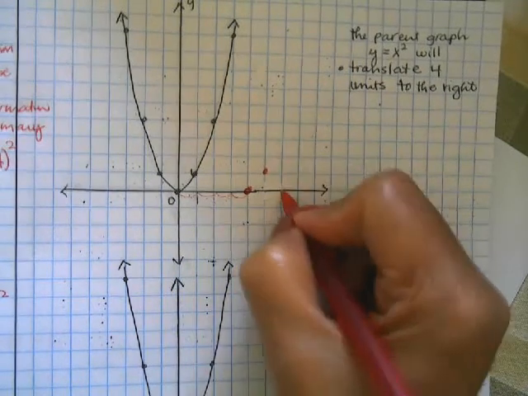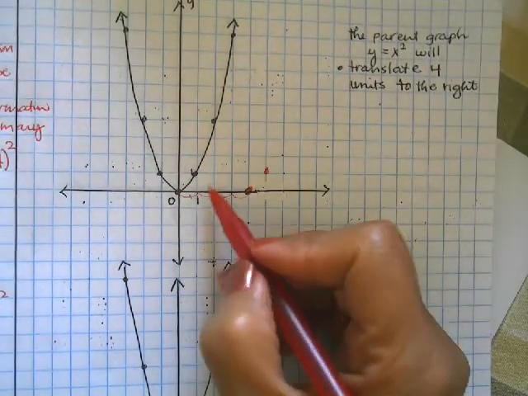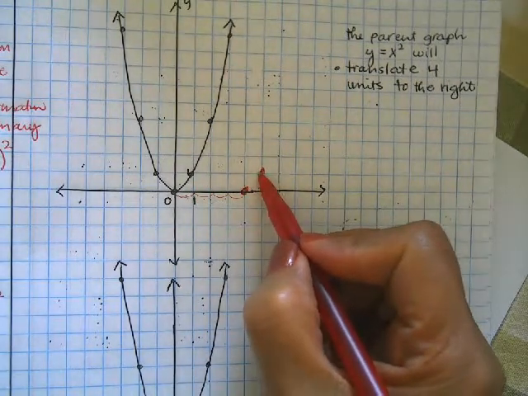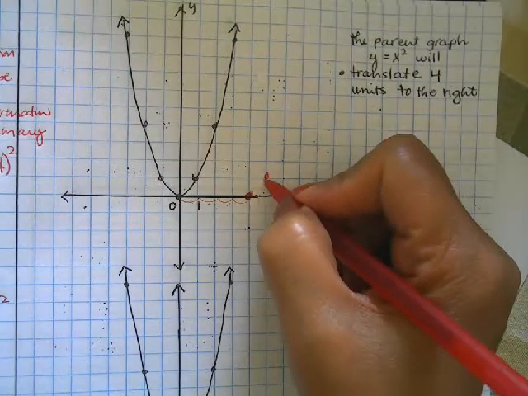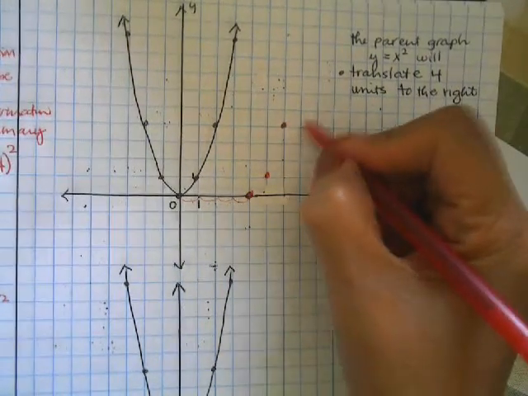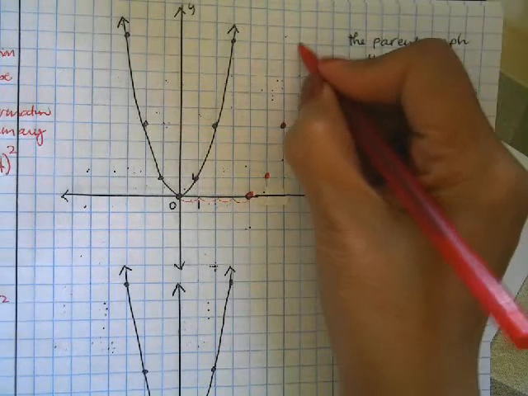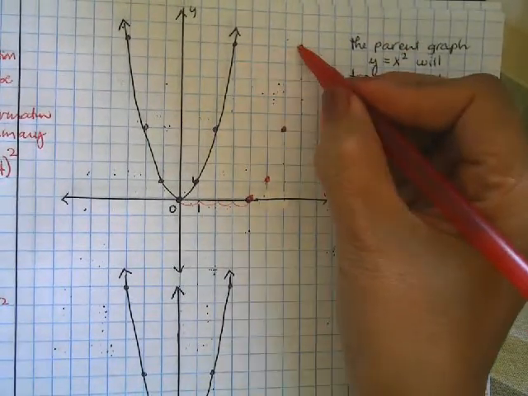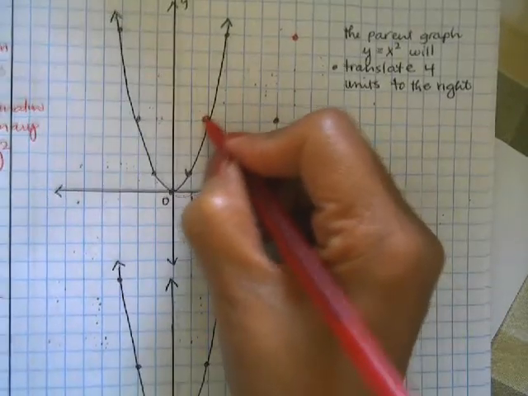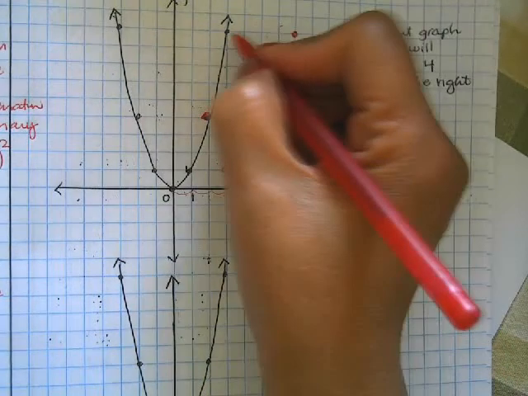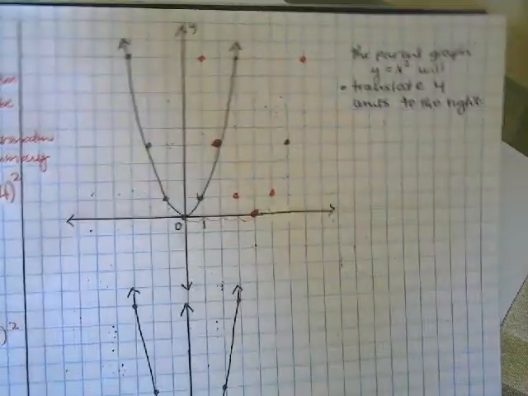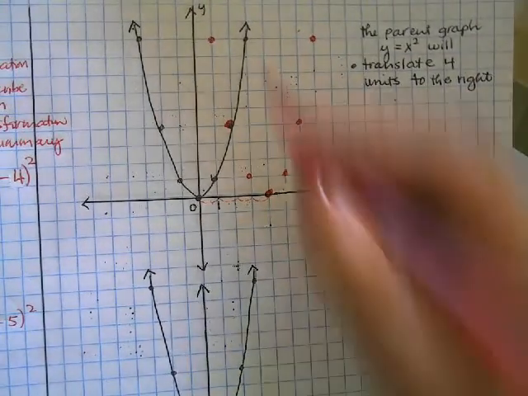1, 1, 2. I'm not going to count 4 units to the right. You can do that too, okay? But that takes a long time. So what I do is I just draw it here. So 2, 4, 1, 2, 3, 4, 4, 5, 6, 7, 8, 9. It's the same thing. You see, you move 4 units to the right. And then by symmetry, I'm going to put my other points. Okay, 1, 2, 3. Okay, so this is my new parabola that is translated 4 units to the right.